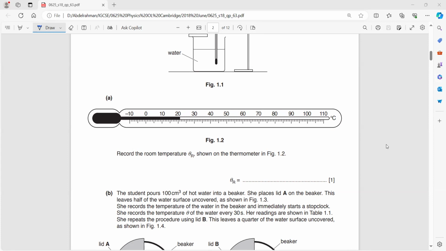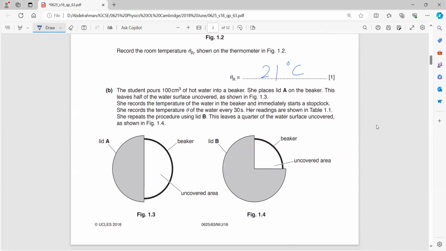21. 21 degrees Celsius. The student pours 100 centimeters cubed of hot water into the beaker. She places lid A on the beaker as shown. Okay, half of the water is uncovered. She records the temperature and immediately starts a stop clock and records the time every 30 seconds. Her readings are shown in table 1.1. She repeats the procedure using lid B. Okay, this leaves only a quarter of the water surface uncovered.